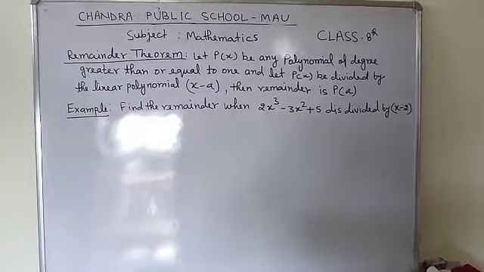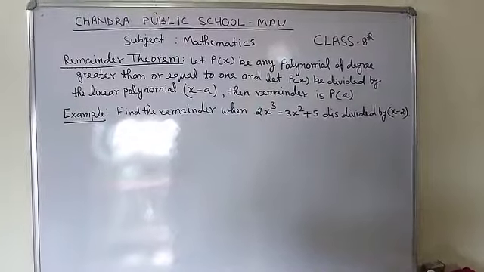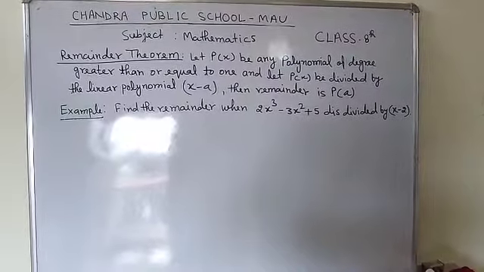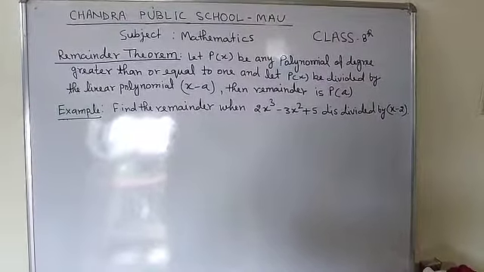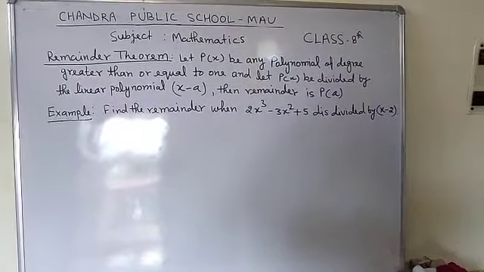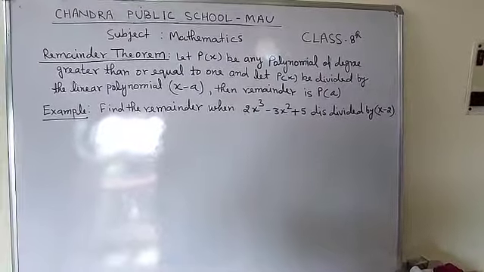Here today I am going to explain the remainder theorem. After that I will start the exercise 2.3 that is totally based on the remainder theorem. So according to the remainder theorem, if p(x) be any polynomial of degree greater than or equal to 1 and if it is divided by another polynomial x minus a, then the remainder will be p(a).